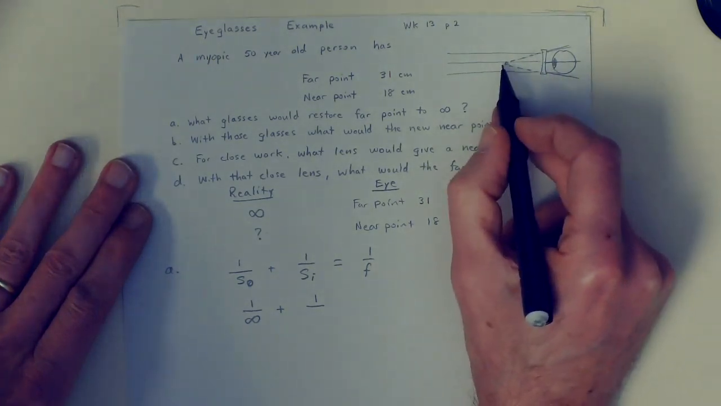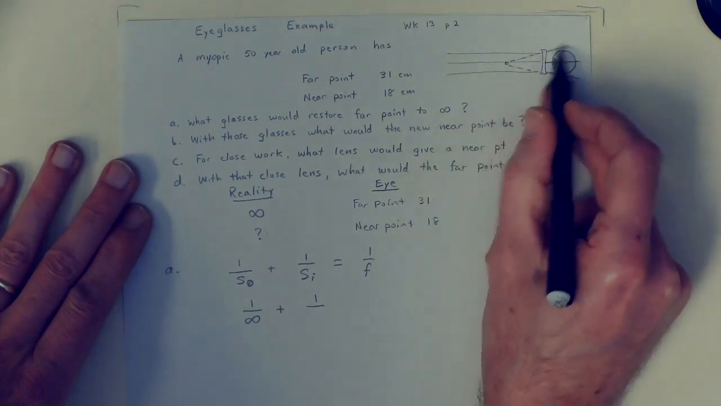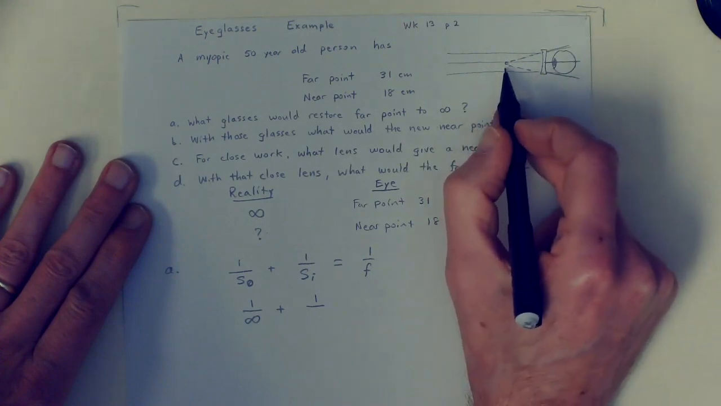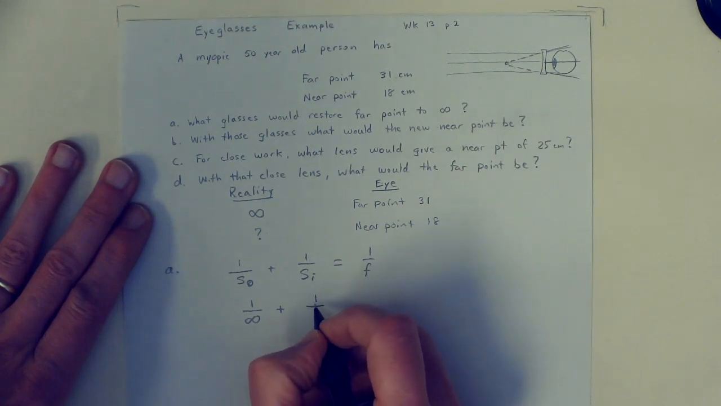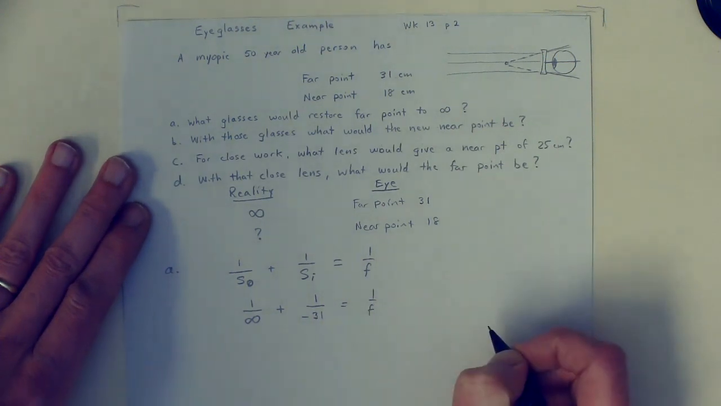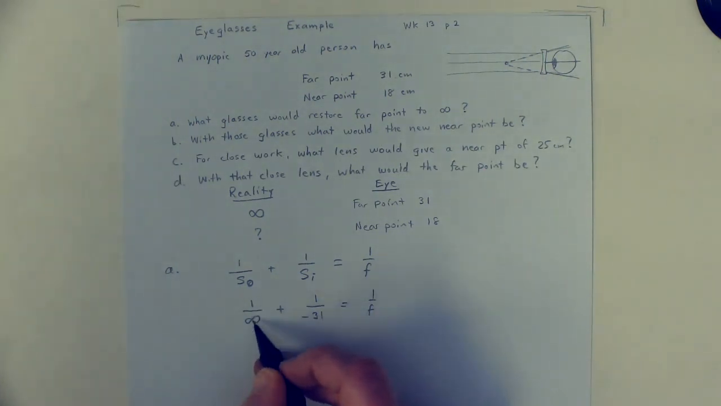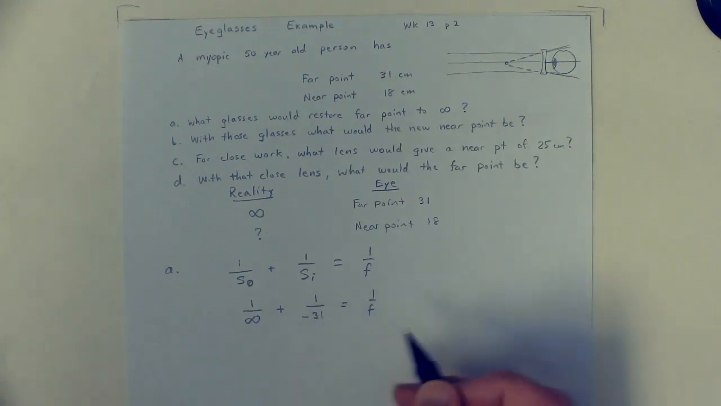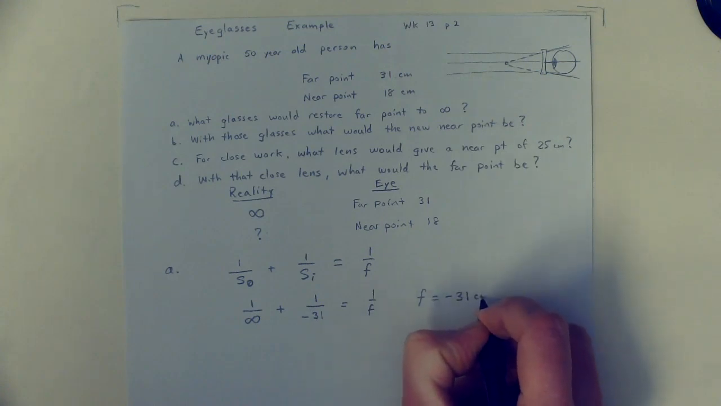31 centimeters, but it's 31 centimeters on the wrong side of the lens. We're not taking these rays and focusing them to a point out here. We're making them diverge as if from a point over here. That's a negative distance there. And so we put that in as minus 31 centimeters. And that equals 1 over F. And you can solve and figure out what F is. It's immediately obvious because 1 over infinity, that's 0. So we really only have these two, and it's just pretty obvious from that F is minus 31 centimeters.